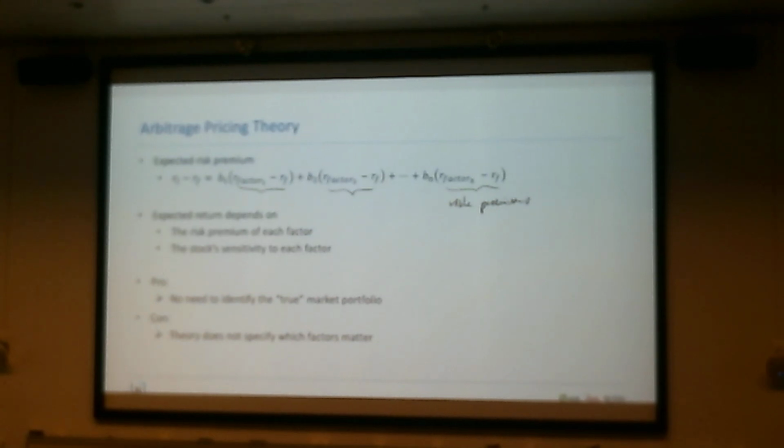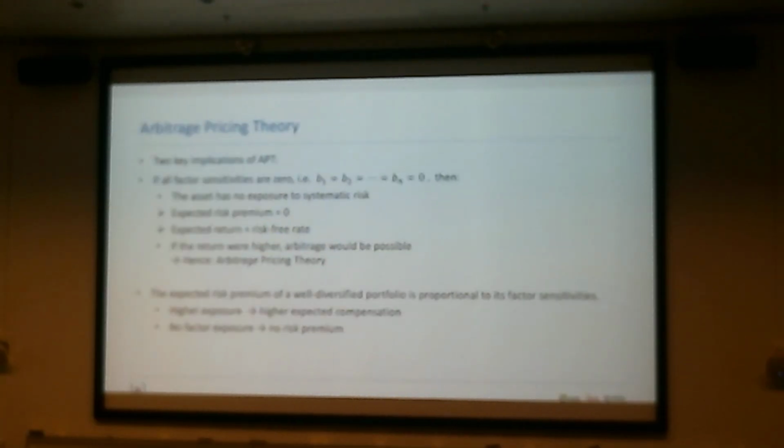But what makes this theory a little bit tricky to apply in practice, it doesn't really specify which factors matter. Right? And again, this can be an infinite number of factors. So this is a little bit hard to come up with the right factor, the right number of factors. Okay, we will talk about that in one slide. But first, let's talk about two key implications of this APT, this arbitrage pricing theory.